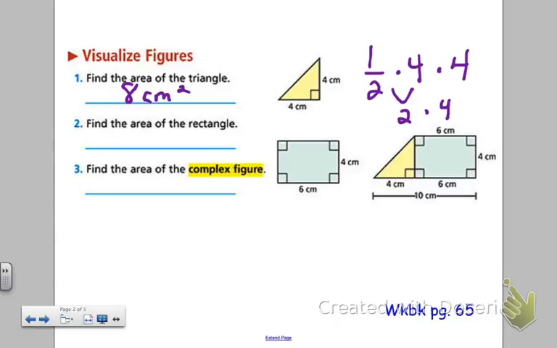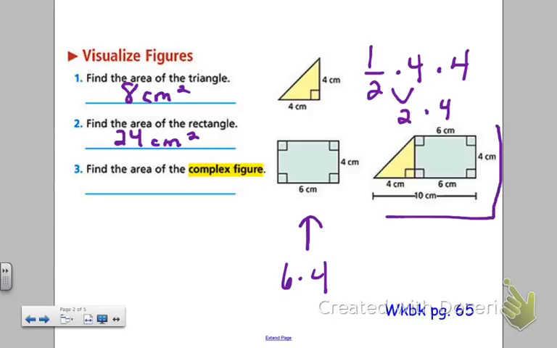Next, I'm going to find the area of this rectangle. So of course, length times width, 6 times 4, that's going to give me 24 square centimeters. And then we're going to find the area of this complex figure.